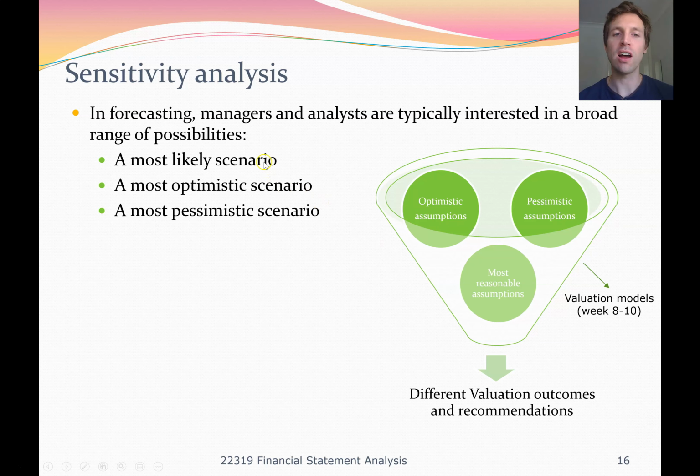So when we do our forecasting, we start with our most likely scenario. Based on what we know of our industry, economy, business strategy, historical trends, what do we think's next for the company? Then we think about what could really go well for the company? What would be an optimistic scenario to forecast? And finally, what would be a pessimistic scenario?